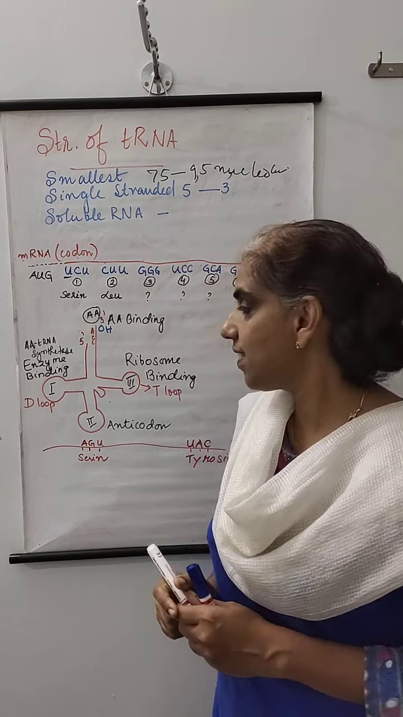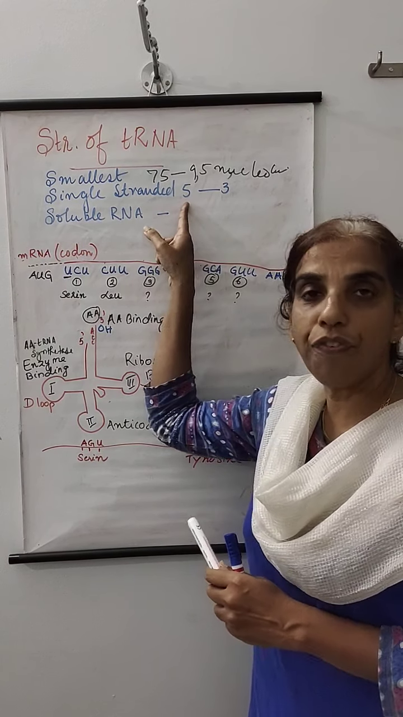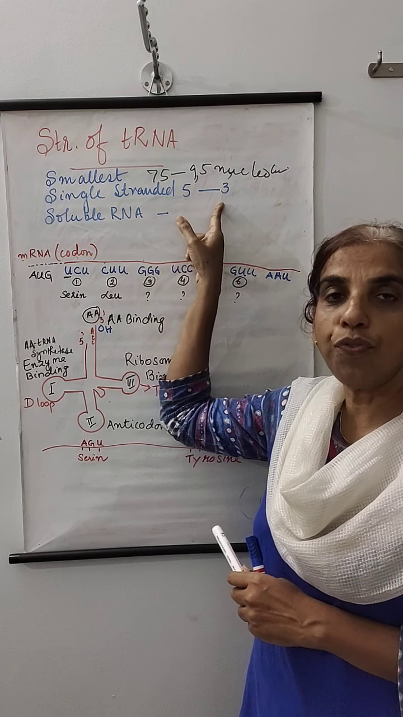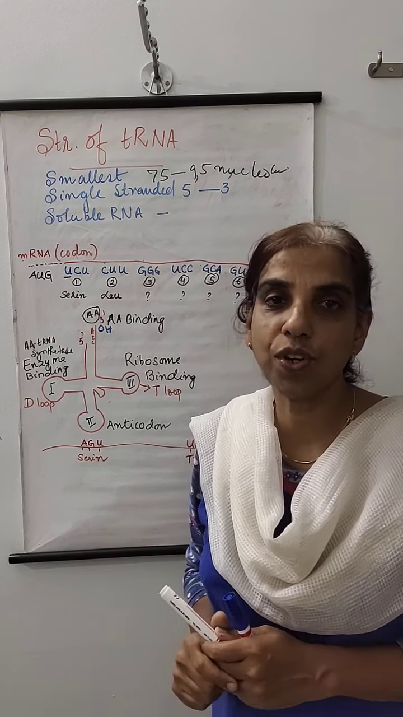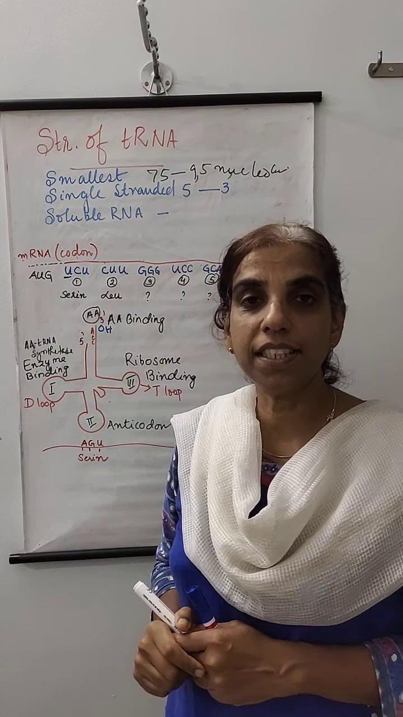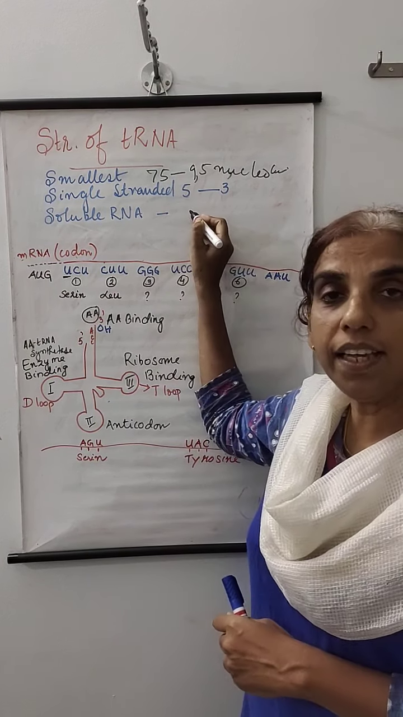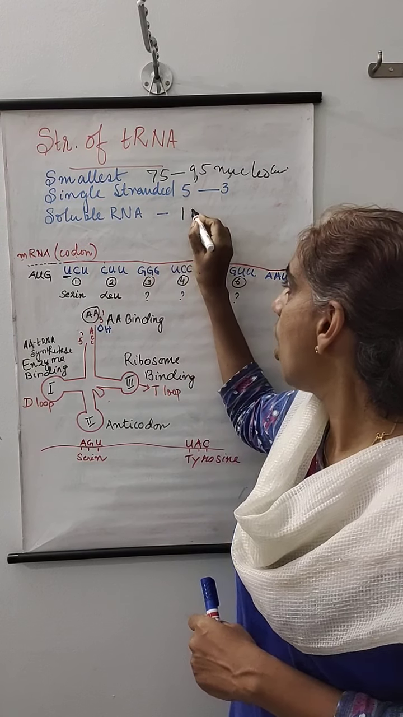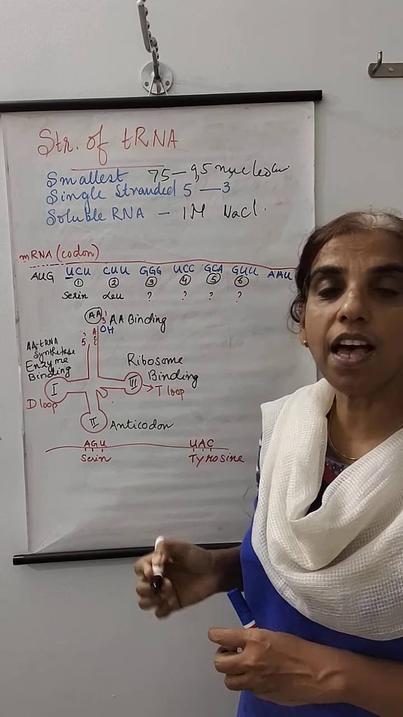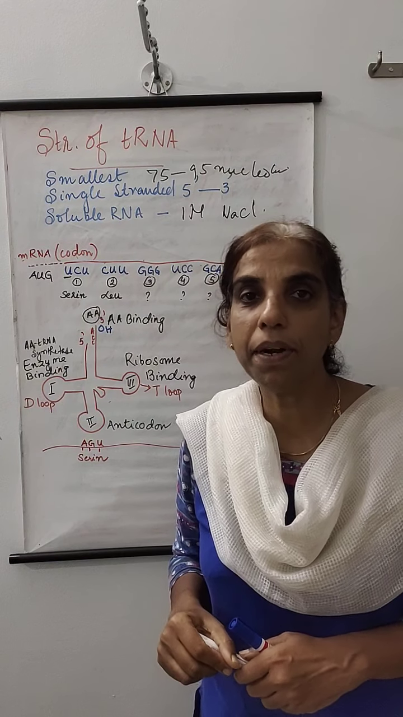Then you can see that the RNA is single stranded, starting from the 5' end and ending in the 3' end, in a single stretch. It also has a third characteristic: it is called soluble RNA. Why is it called soluble RNA? Because in 1 molar solution of sodium chloride, this RNA is highly soluble. That is the reason we call it soluble RNA.